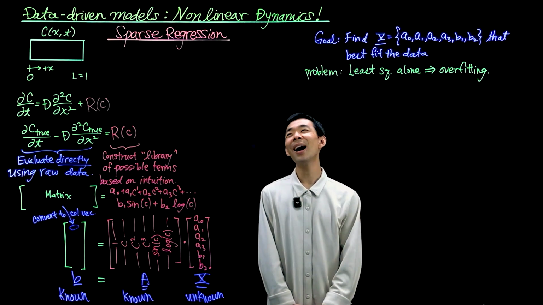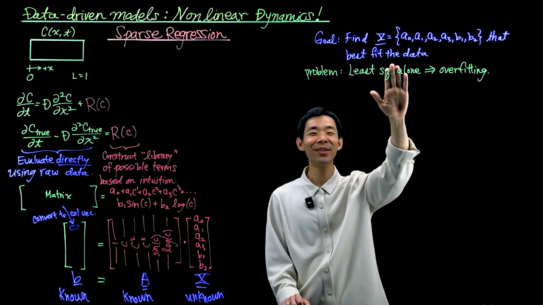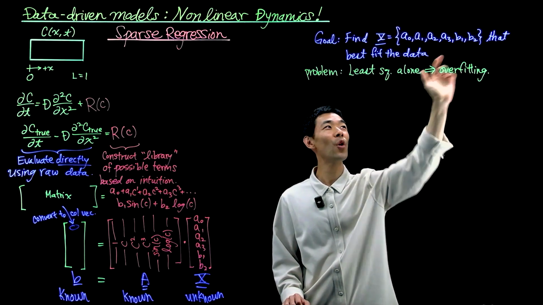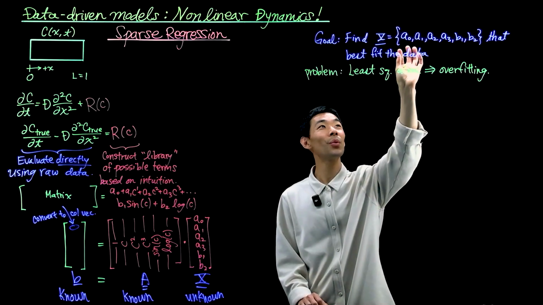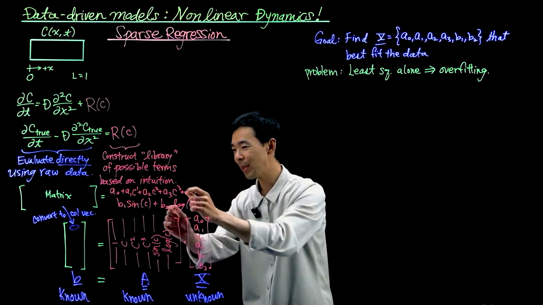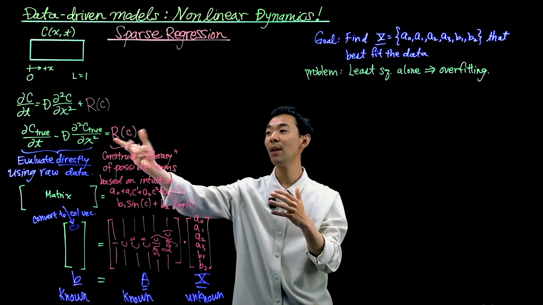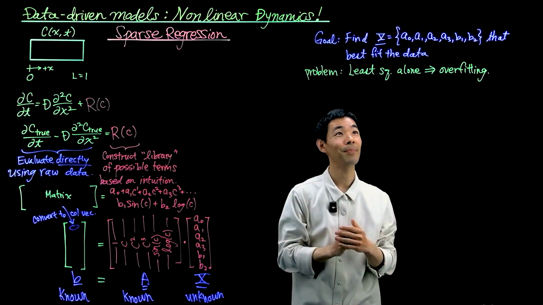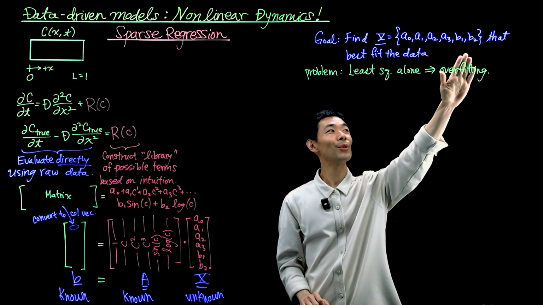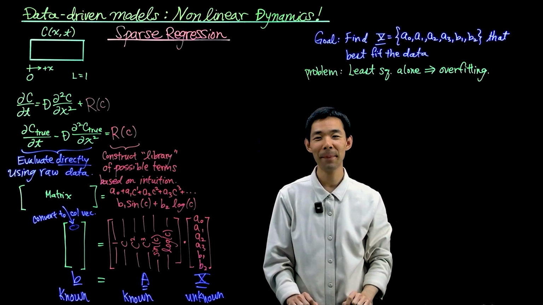So the goal behind this approach of regression is to find the unknown vector capital X, which has all of your coefficients in it, because once you know the weights of each coefficient, you know exactly the right kind of combinations of polynomials, sines, and logs to take, such that we can recover our overall rate equation. And we want to figure out those weights such that it fits the best through your data.